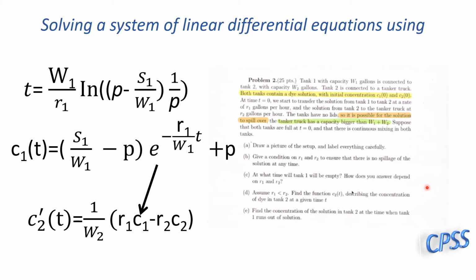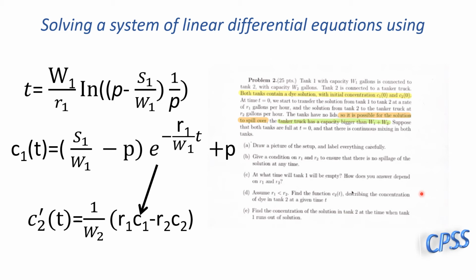Okay, so D part, assuming R1 is less than R2. Remember that we mentioned that in order to avoid spillage, R1 had to be less than R2. So find the function C2, describing the concentration of dye in tank 2 at a given time. It says assume that R1 is less than R2.